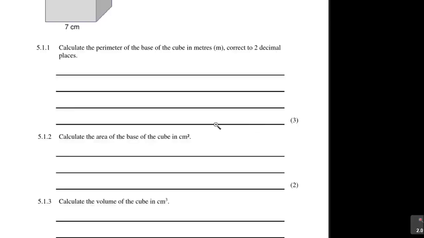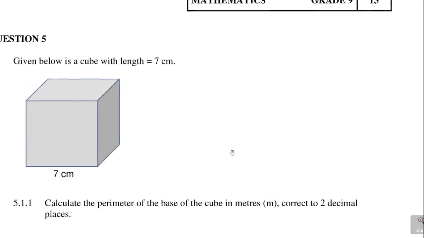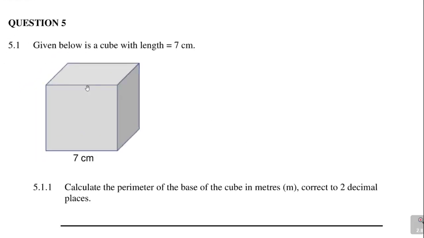Now let's go to question number 5. Here, we're in question number 5. It says, given below is a cube. You must know what a cube is, with length 7 centimeters. So this is a cube, and we expect in a cube when they say it is 7 centimeters.